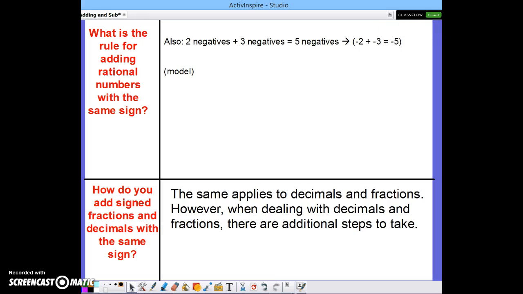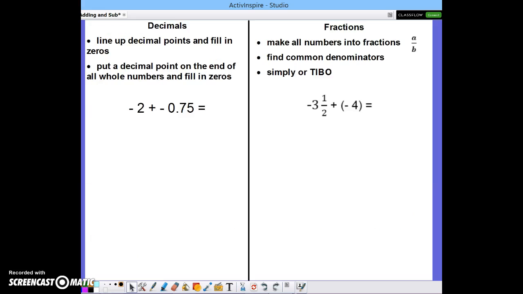So -2 plus -3, my signs are the same, add my numbers and I get -5. This is best represented by the model, 2 negatives, and I add 3 more negatives. My answer is the total, 5 negatives. Well, how does this look when dealing with fractions and decimals? The same applies to decimals and fractions. However, when we deal with decimals and fractions, there are additional steps to take.